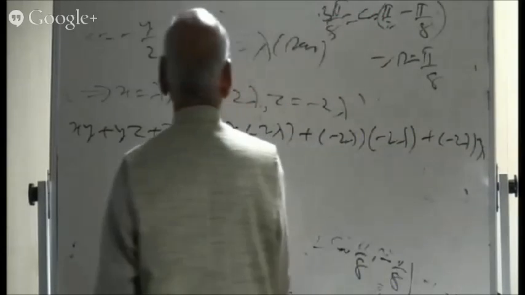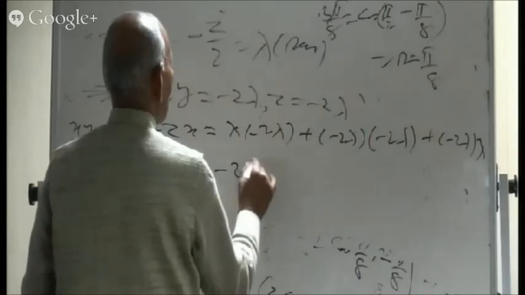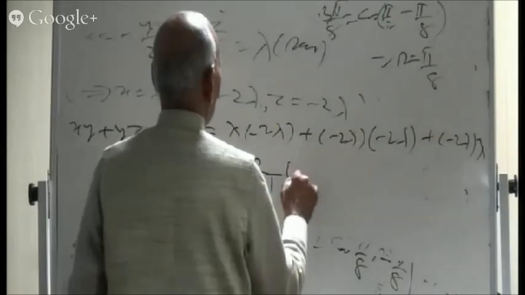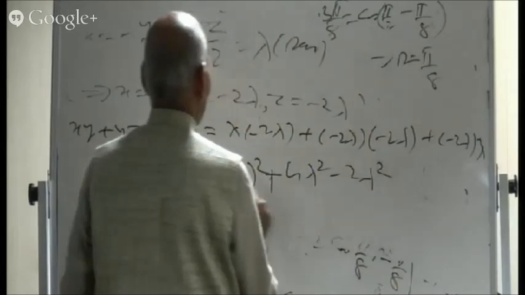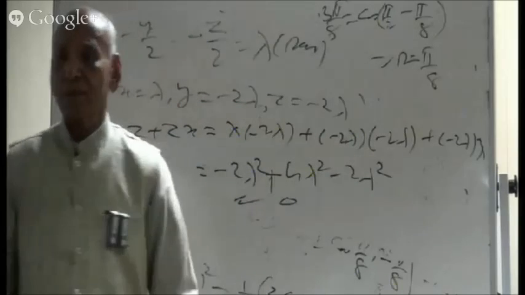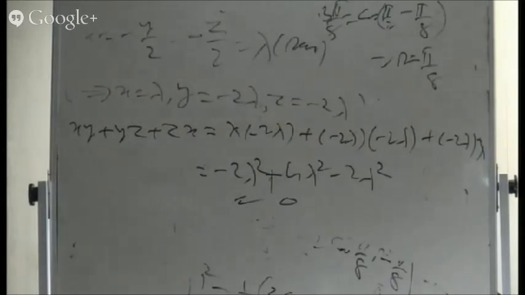So what is this finally? Minus 2 lambda square. And here is 4 lambda square. And this is minus 2 lambda square. Is it 0? That is what we need. The value of xy plus yz plus zx is 0. And this is a question from your Udan.